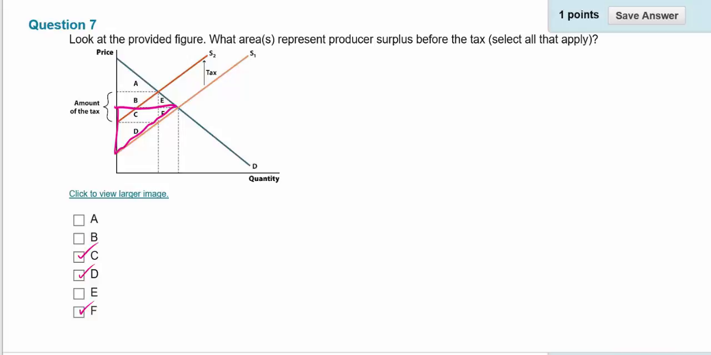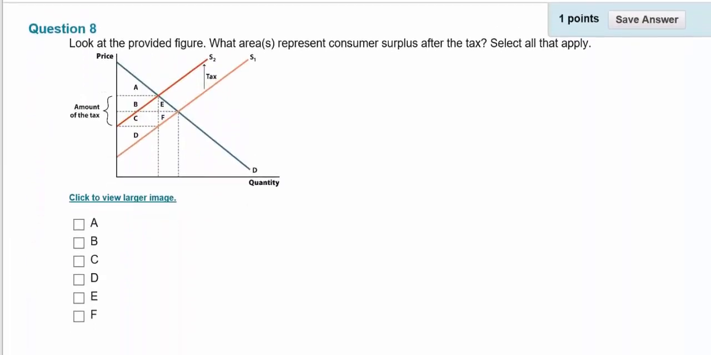So if you combine that, with this graph, because of the linear nature of these curves, the producer surplus and the consumer surplus are equal. Consumer surplus was A, B, and E. Producer surplus is C, D, and F.